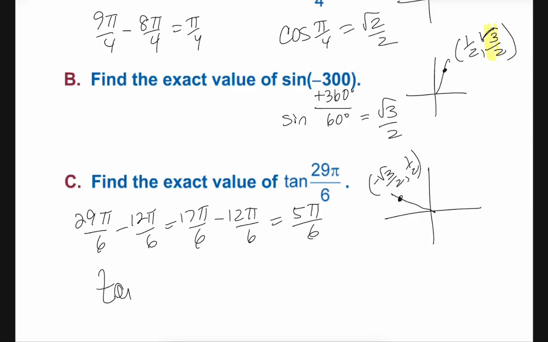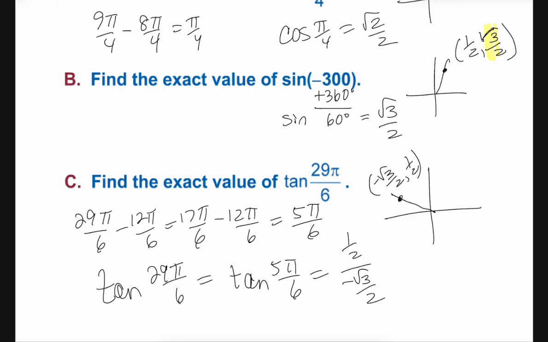So the tangent, excuse me, of 29 pi over 6 is the same as the tangent of 5 pi over 6. We just do the y over the x. Y over x at that location. Now, here's a perfect candidate for big C over little c. So let's do that so we can get that into reduced radical form.